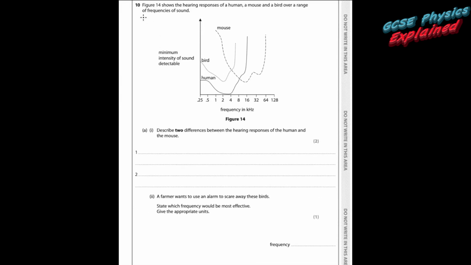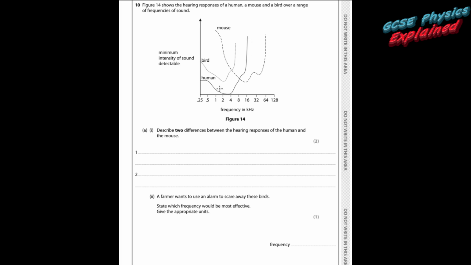Question 10. Figure 14 shows the hearing responses of a human, a mouse and a bird over a range of frequencies of sound. Part 1. Describe 2 differences between the hearing responses of the human and the mouse. Right, so the mouse is this dashy line and the human is the solid line.